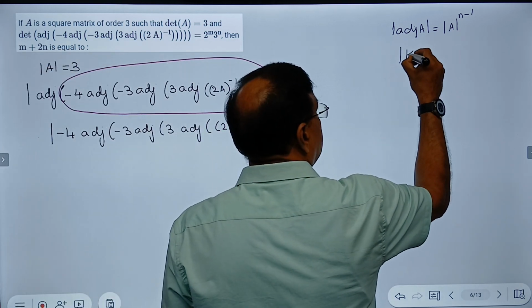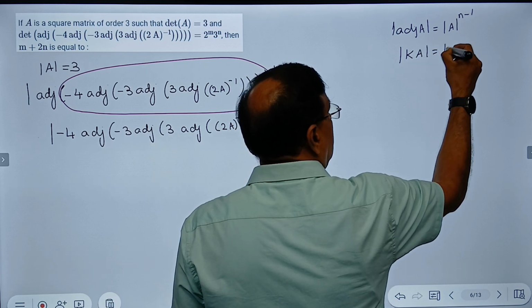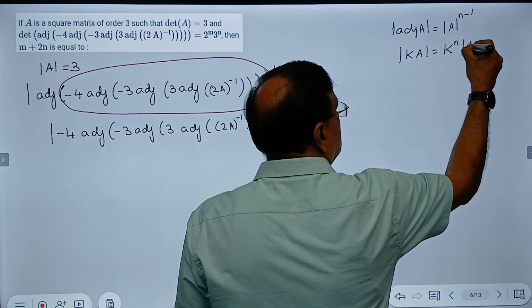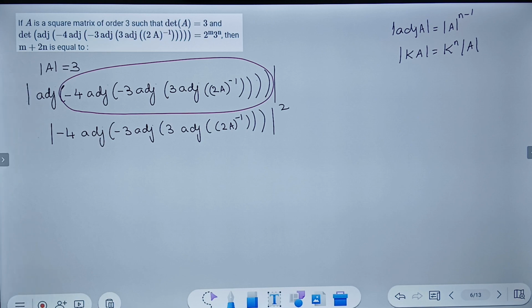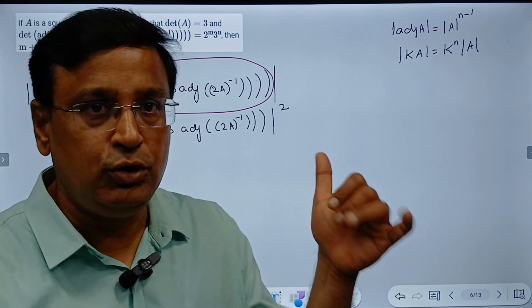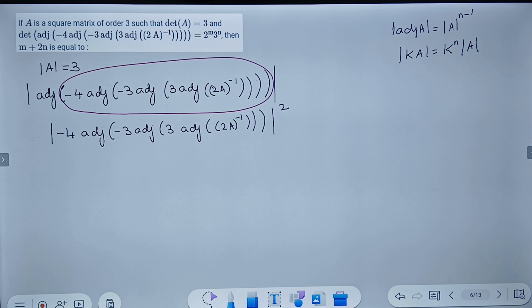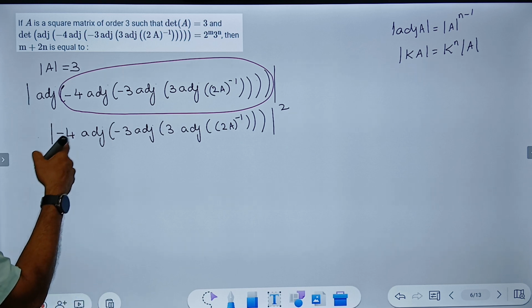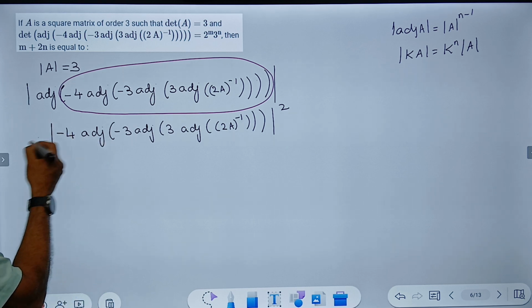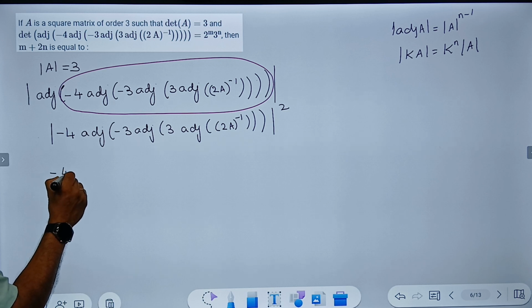The determinant of Ka is k power n determinant of A. I'm going to use this result. Now how am I going to use it? Here my k is minus 4. So when I take it out, it becomes minus 4 the whole square.